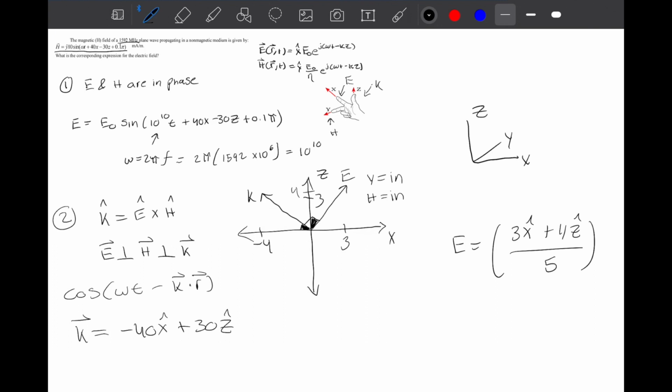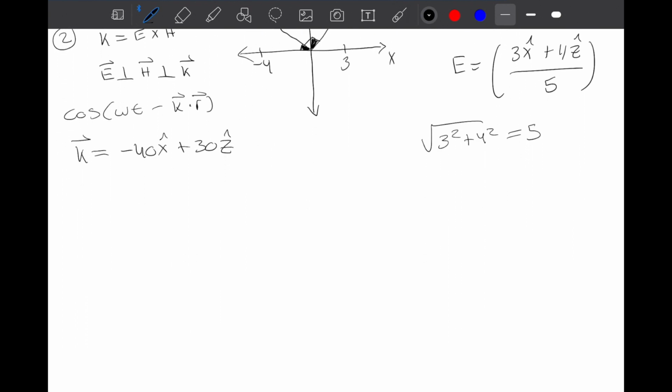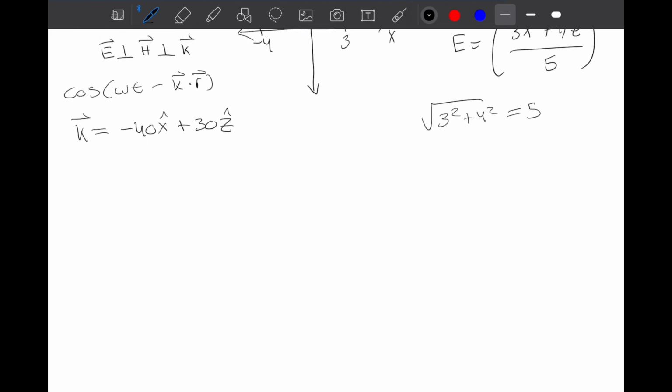We found the magnitude to be 5 by taking the square root of 3 squared plus 4 squared, which gave us 5. Now, since this problem doesn't state that we're in air or vacuum, we need to find our index of refraction. The first step is to say that the wave speed equals omega over the magnitude of k. We saw that omega was 10 to the 10 earlier, and the magnitude of k is 50.